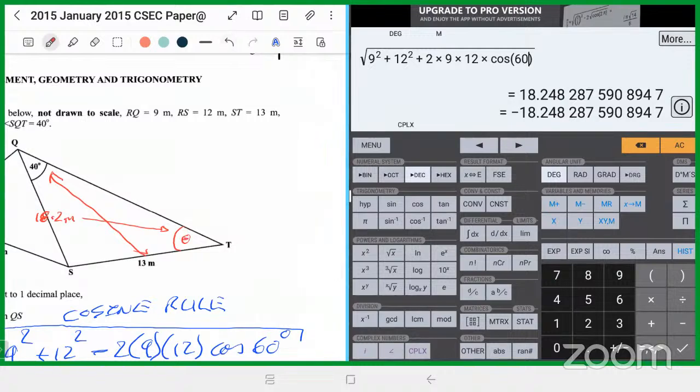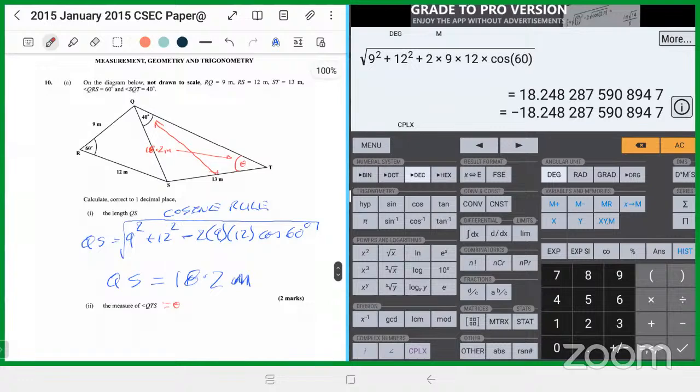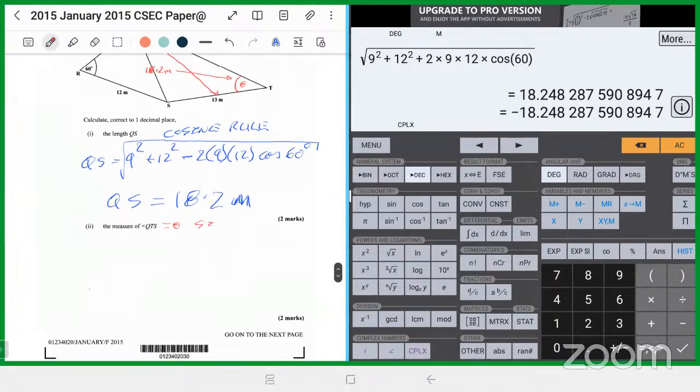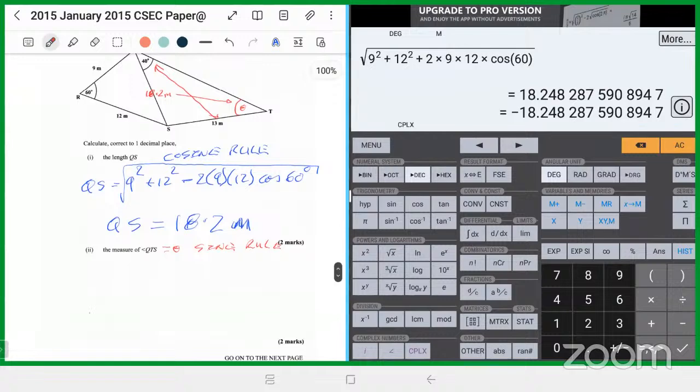So I'm going to use the sine rule for it. All right, so I'm going to tell the examiner using the sine rule. Start with what you want, yes?